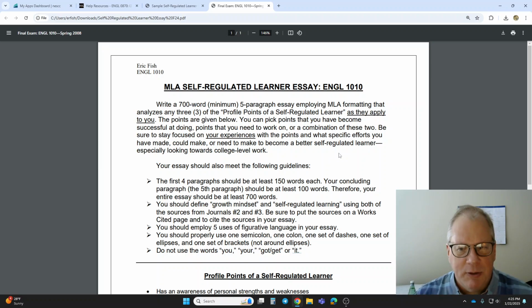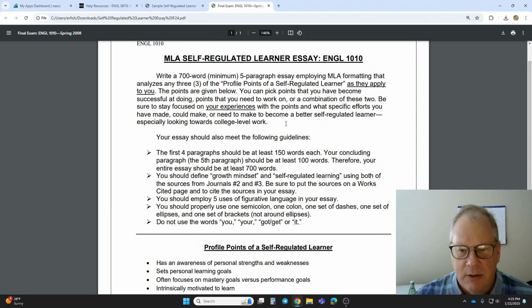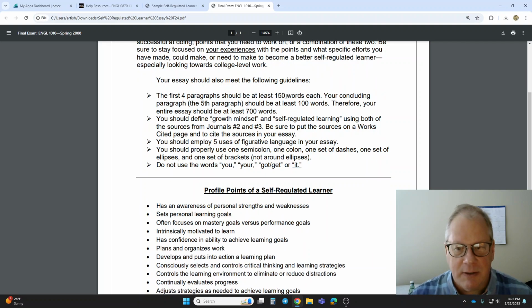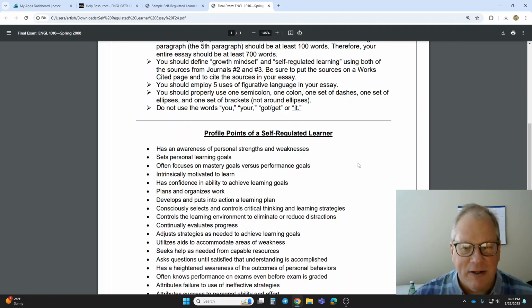Like I said, you can pick points you've become good at, or maybe points you're not so good at. Sometimes it's good to do a combination of the two. Maybe pick two profile points you're good at, and maybe one you need to work on to mix it up a little bit. But you're going to stay focused on your experiences and what specific efforts you've made or could make to either continue to be a good self-regulated learner or become a better self-regulated learner.